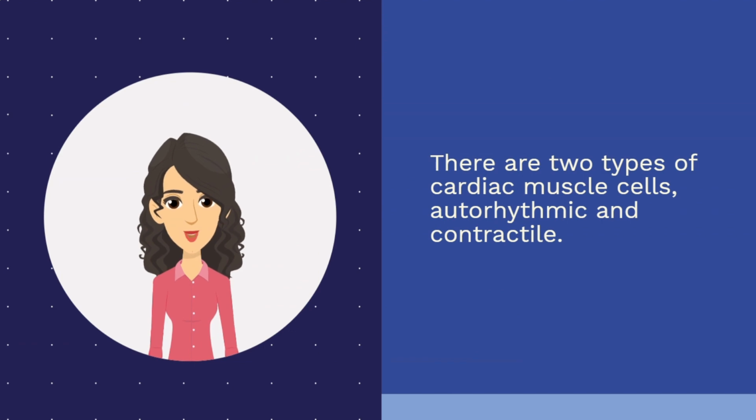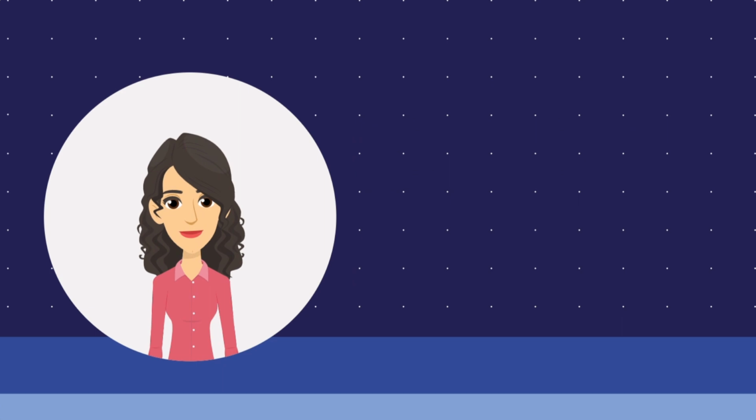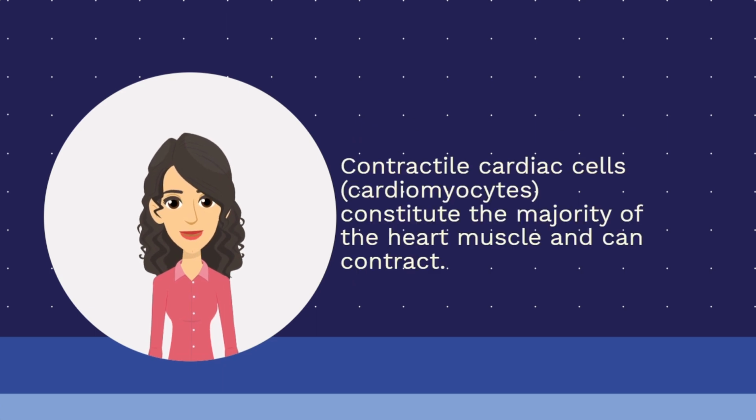There are two types of cardiac muscle cells, autorhythmic and contractile. Autorhythmic cardiac cells do not contract, they set the pace of contraction for other cardiac muscle cells, which the ANS can modulate. Contractile cardiac cells, cardiomyocytes, constitute the majority of the heart muscle and can contract.